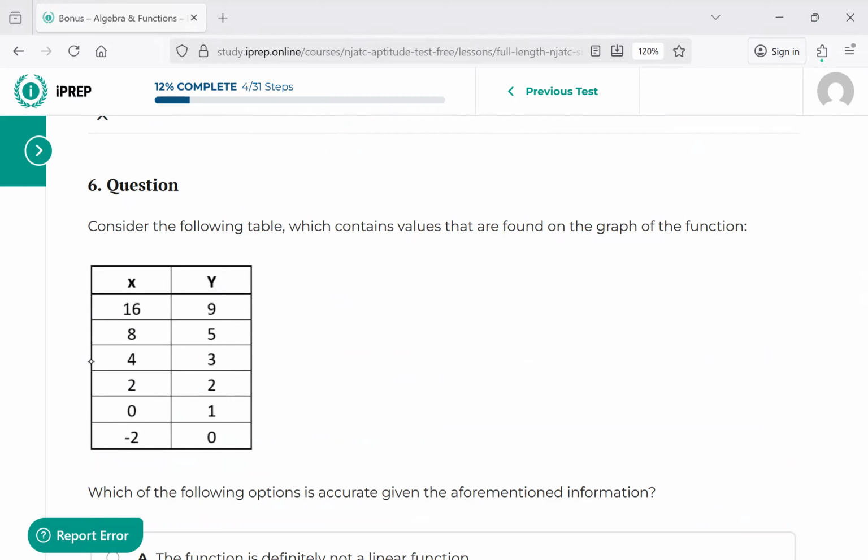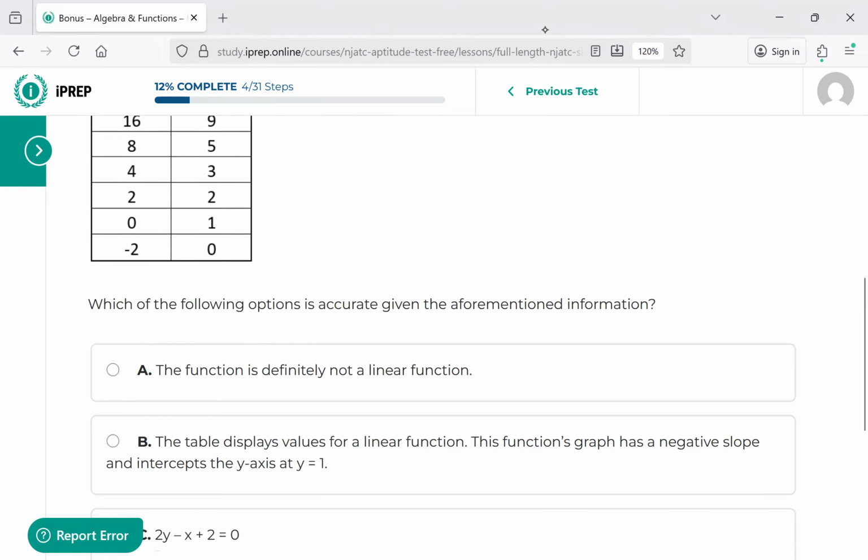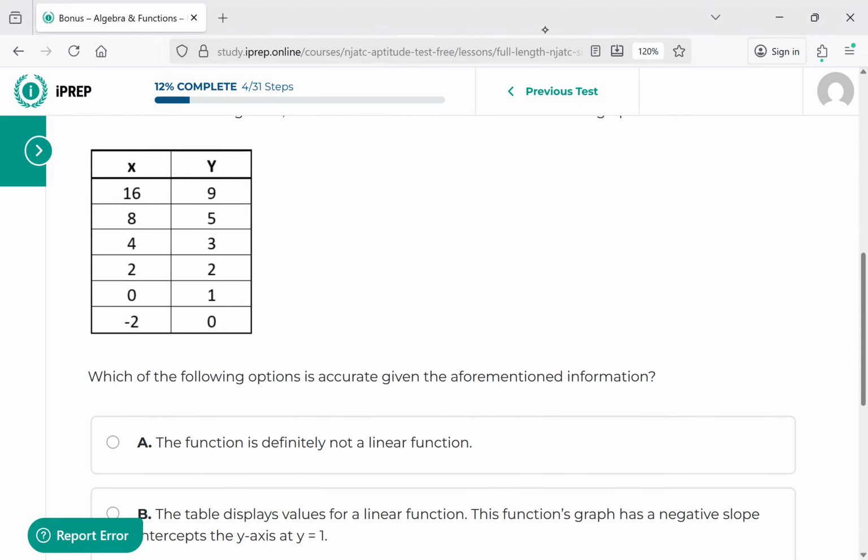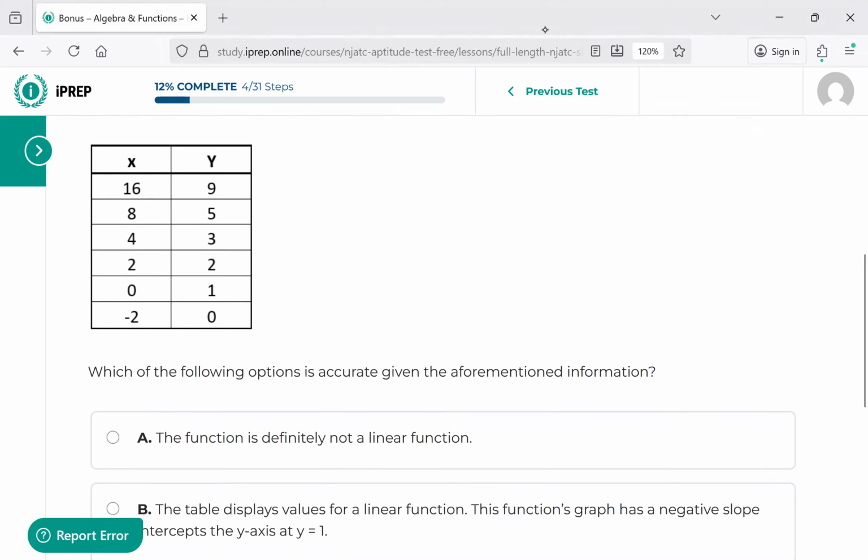Question 6. Consider the following table which contains the values that are found on the graph of the function. Which of the following options is accurate given the aforementioned information? So they give us a table, and let's see what the options are. So let's review the options. Is it A, the function is definitely not a linear function? Let's see. So how do you know if it's a linear function? That is a good question.